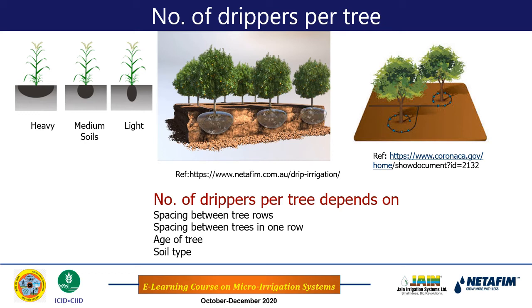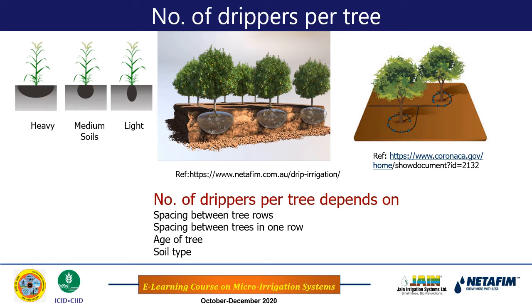Okay, and as we have already seen in case of the heavy soil, again I have shown this figure at the left hand corner. In case of the heavy soil, one dripper can irrigate more area because its lateral spread is more, whereas in light soil one dripper can irrigate less area. So therefore, if the tree or orchard is in heavy soil, then to wet the same root zone area, we will need fewer emitters compared to the light soil.